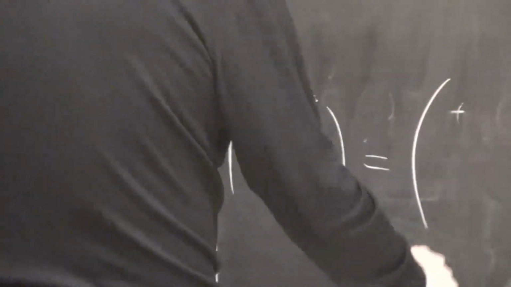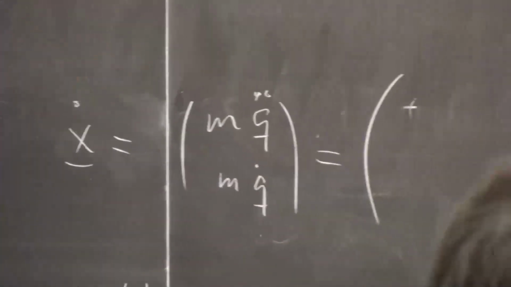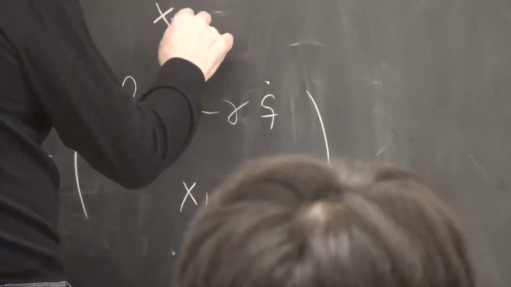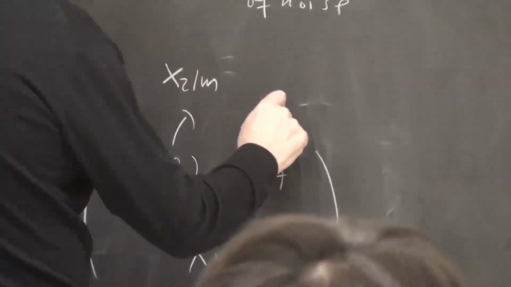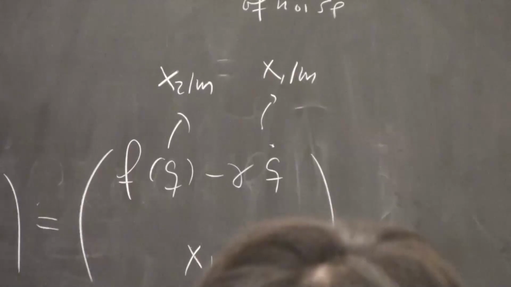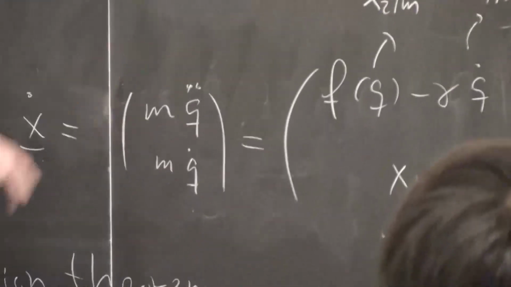And now if we write this one as a vector, then mq double dot we know, this one is f of q minus gamma q dot. So this is the first term without the noise, and this mq dot is just actually our first component, so we can write here immediately x1. And here what we do is we replace this one by x2 divided by m, and this one here we replace by x1 divided by m. And so now we have here our term A of x1 and x2. So I will rewrite it in a second.